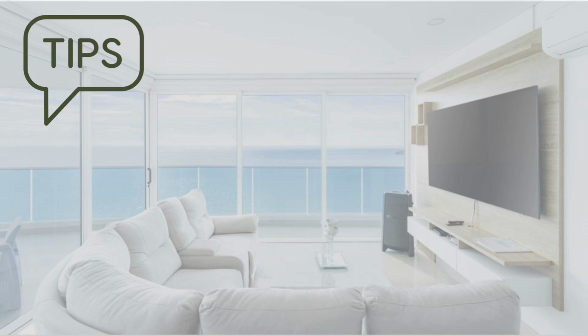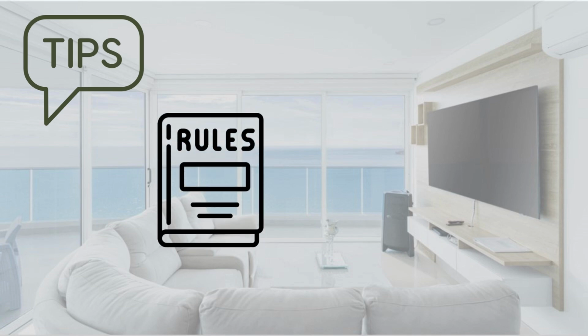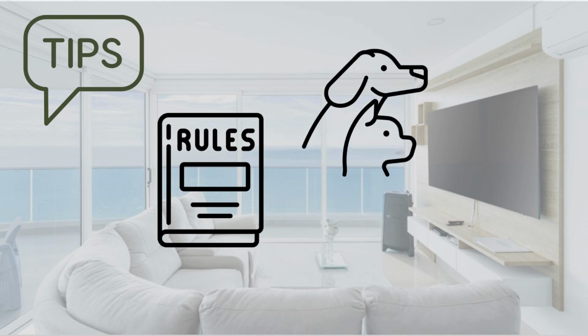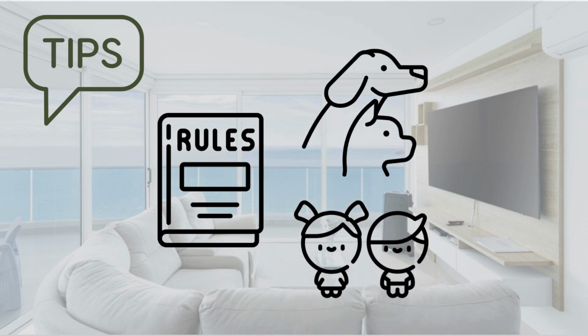Now, here are some tips and things to consider before hitting that publish button on your listing. 1. Set your rules. Decide what kind of guests you want. Do you allow pets? What about children? Make sure to set your house rules to avoid misunderstandings.